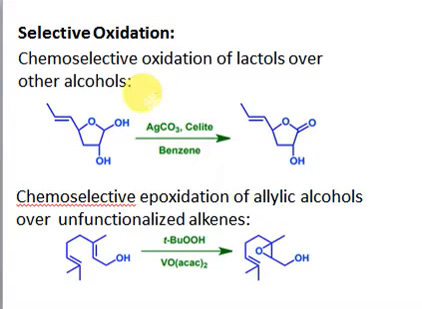Now we have selective oxidation. Again, we have two types of alcohols. Both of these alcohols are primary alcohols, right? But this alcohol is part of this lactol ring. This is present alpha to an ether group, right? So this is a lactol, right?